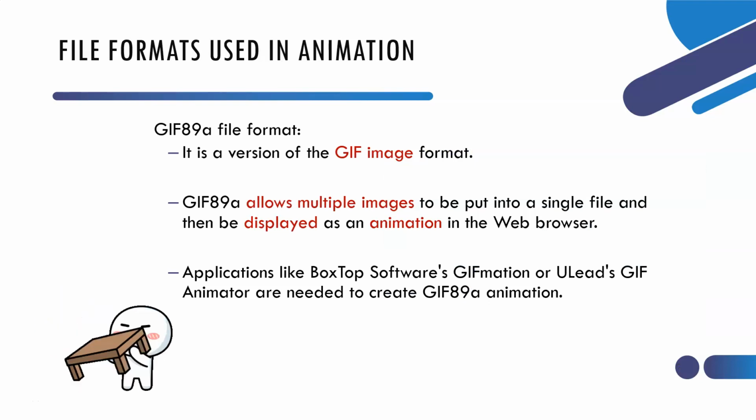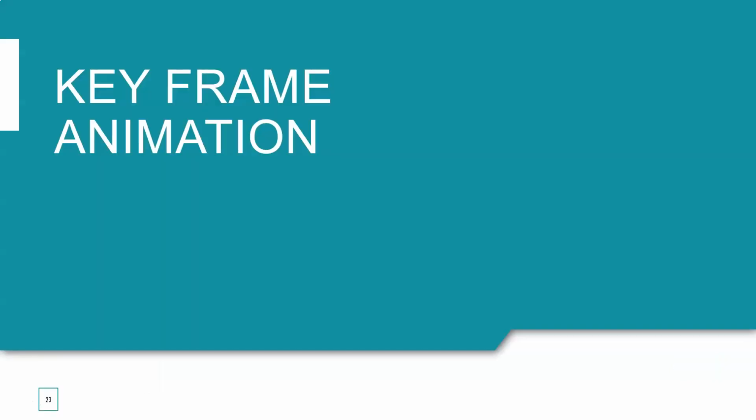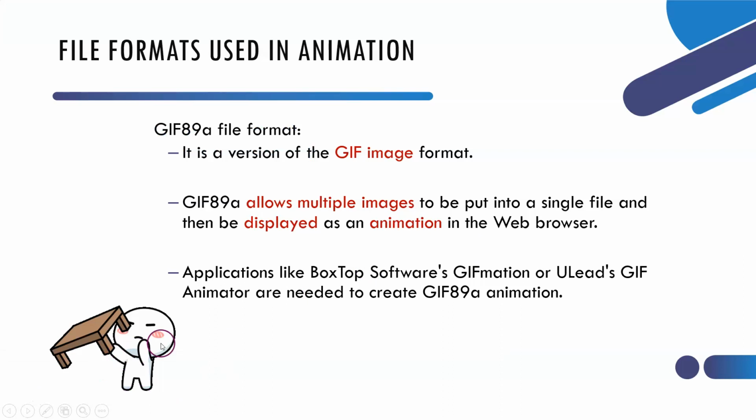And also we have the GIF 89a format, which is a version of GIF. I think you know what a GIF is. It allows multiple images to be put into a single file and then displayed as an animation in a web browser. The file size is also small, and you can just put in your elements, same as what I have included here. This is the GIF file format.